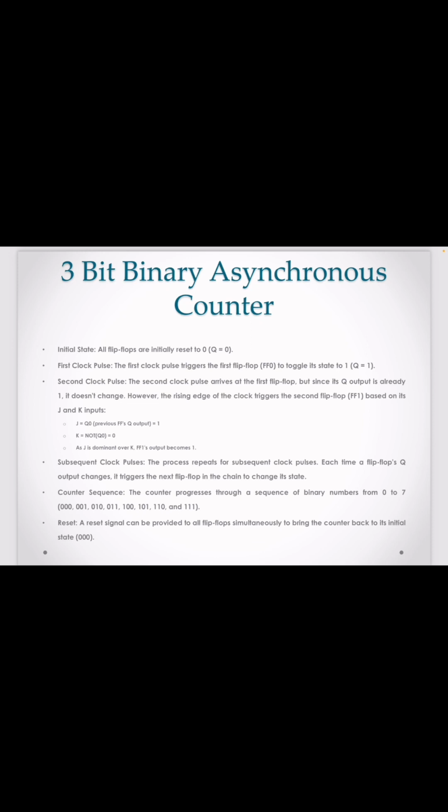The second state is the first clock pulse. The first clock pulse triggers the first flip-flop FF0 to toggle to state 1, which means Q equals 1. The third state is the second clock pulse. The second clock pulse arrives at the first flip-flop, but since its Q output is already 1, it doesn't change. The receding edge of the clock triggers the second flip-flop FF1 based on its J and K inputs.